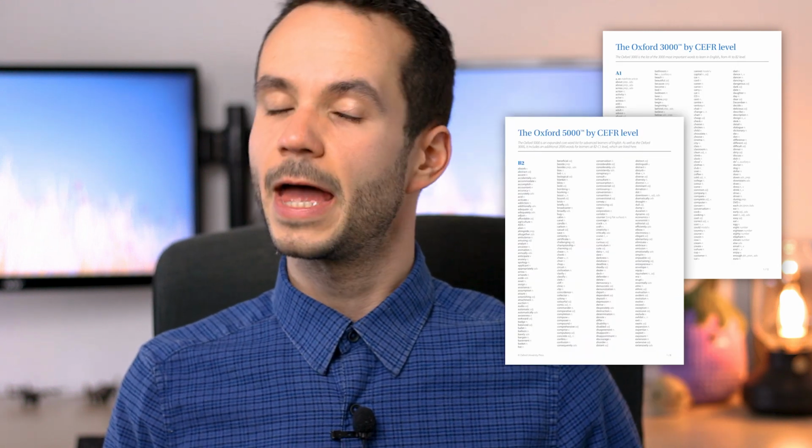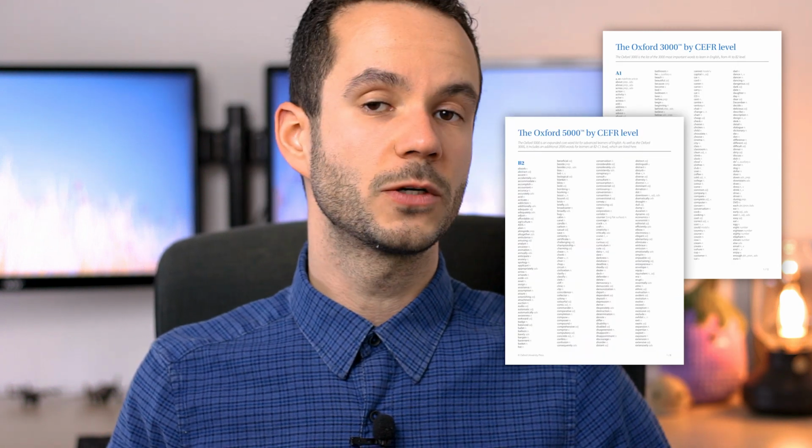Now, the people at Oxford have created the Oxford 3000 and the Oxford 5000. And both are very useful when you want to learn your vocabulary. The good thing about these lists is that they list the words based on their level. So if you're doing C1 Advanced or B2 First, you already know which words are considered C1 and which words are considered B2, for example.